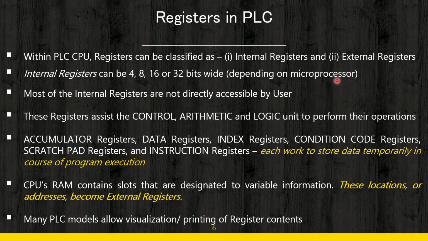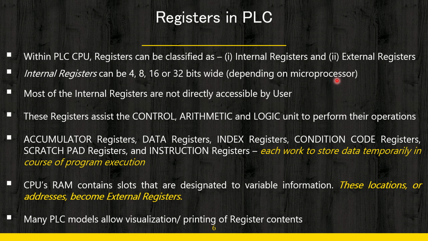Now you see what the internal registers are: the accumulator register, data register, index register, condition code registers. Condition code means your flag type registers which are there in the microprocessor. Scratch pad registers and instruction registers. Each of these registers works to store data temporarily. You can easily understand that all these registers store the data temporarily during the course of program execution.